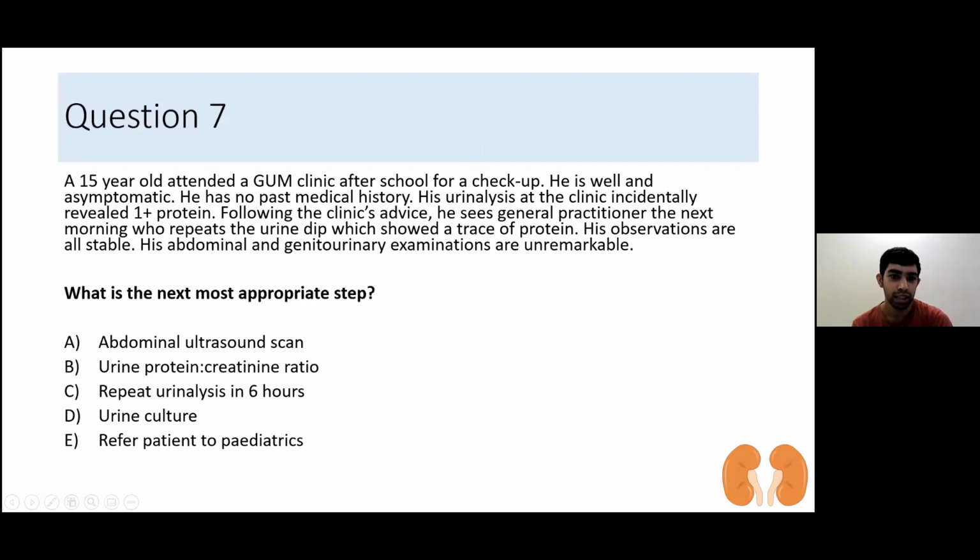So, question 7. This is where it's getting a bit trickier. I'll give you a minute to answer this question, and we'll talk it through in a few slides' time. So we'll do 2 questions back to back.